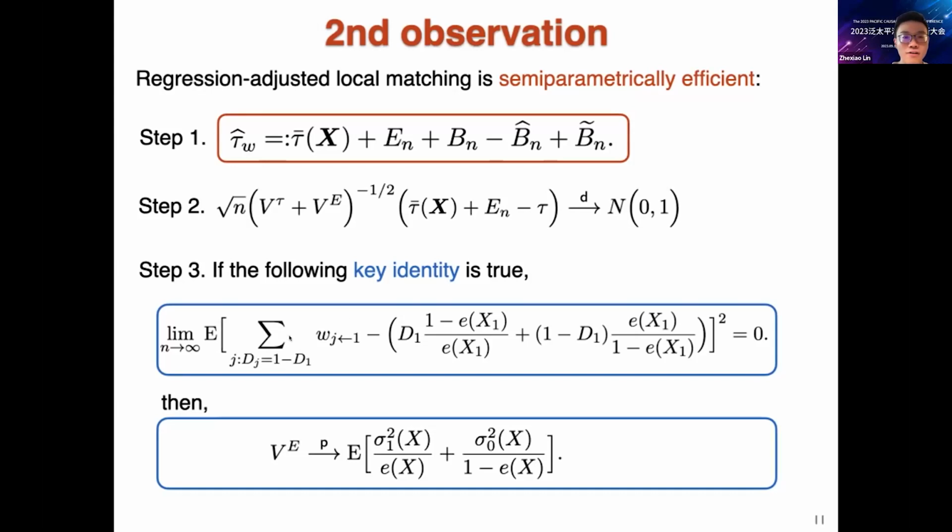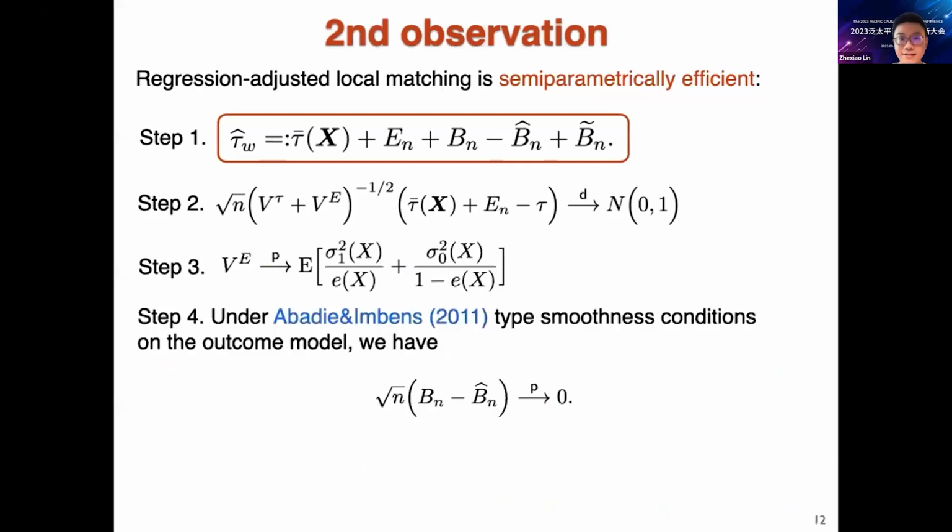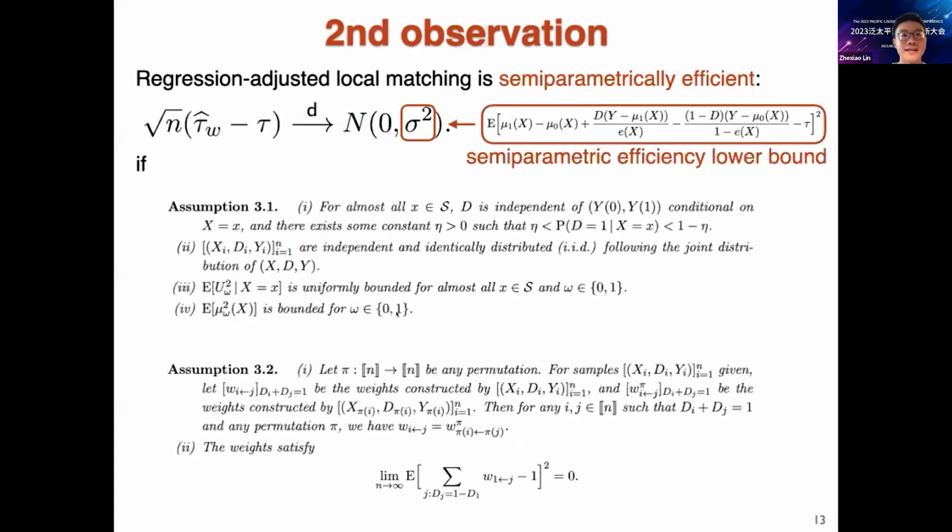If the following key identity is true, which is a very important task in our paper, then under some additional smoothing conditions on the outcome models, we can indeed correct the bias. To summarize, our estimator is semi-parametrically efficient, and the meaning of semi-parametric efficient is that the estimator is root n consistent with asymptotic variance achieving the semi-parametric efficiency lower bound.